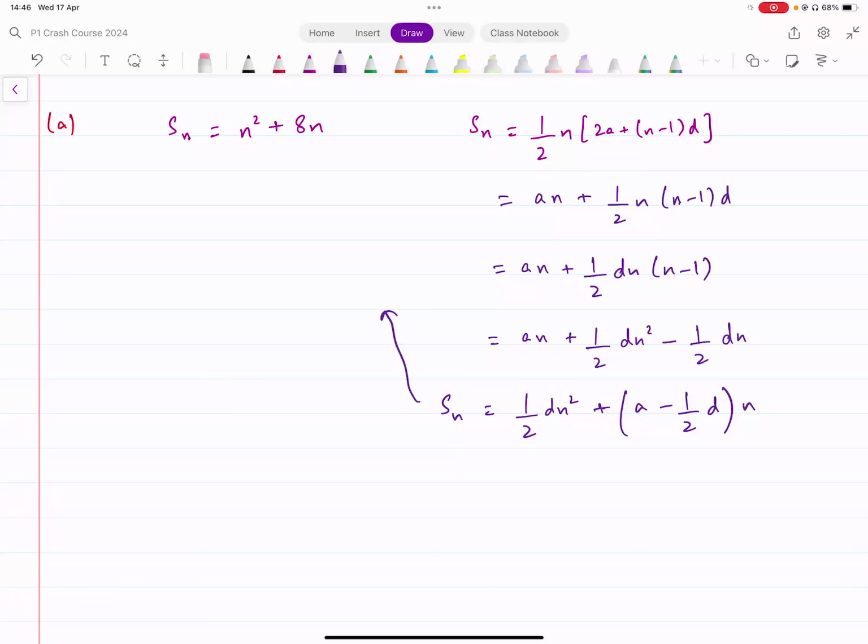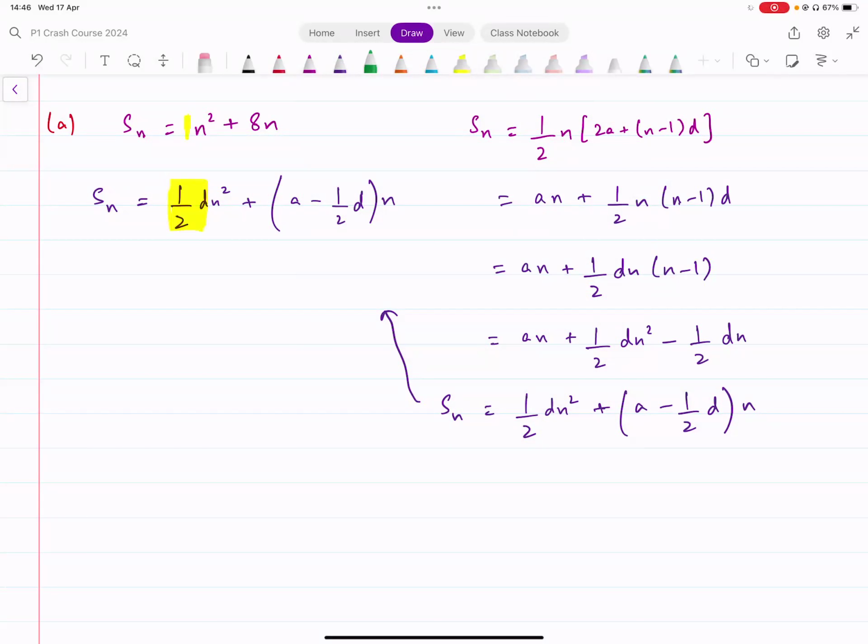Now you can compare the two. The sum formula that you are getting looks like this. It's half d n squared plus a minus half d into n. In their formula, the coefficient of n squared, what's that? That's 1. If there's nothing outside, that means it's 1, right? So the coefficient of n squared is 1 here. In the form that you have, the coefficient of n squared is half d.